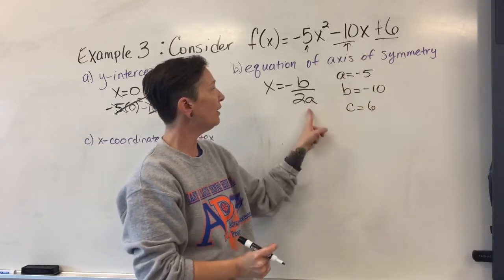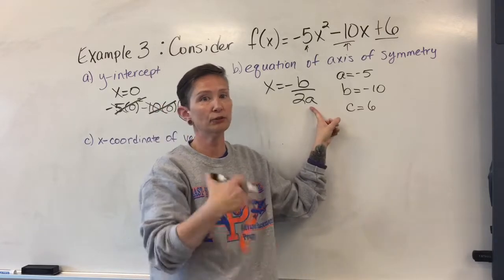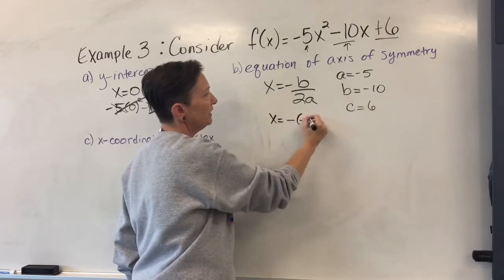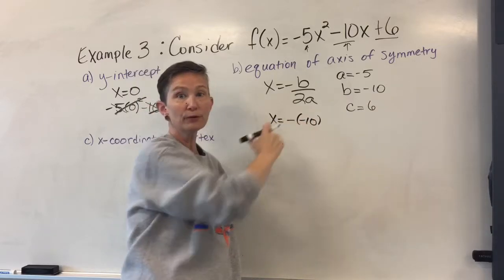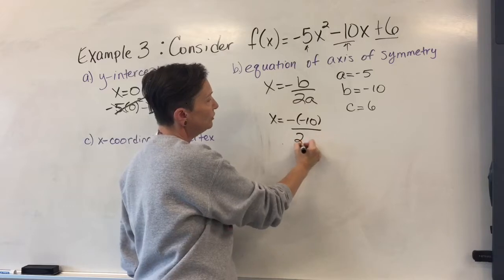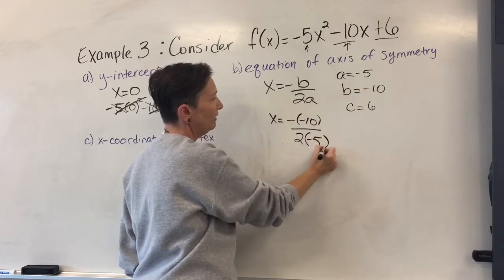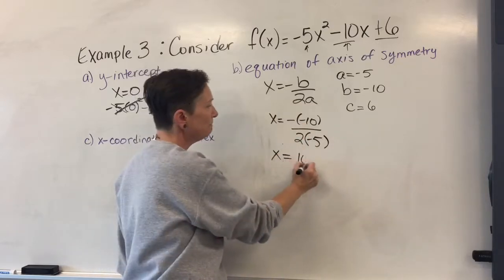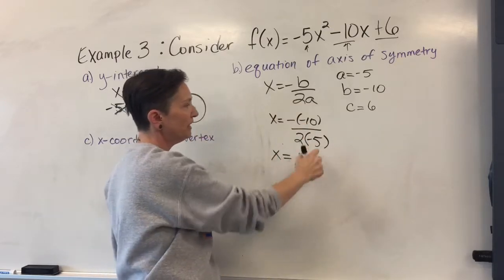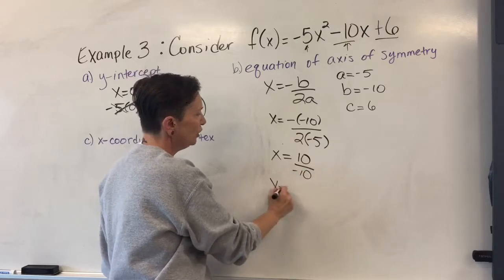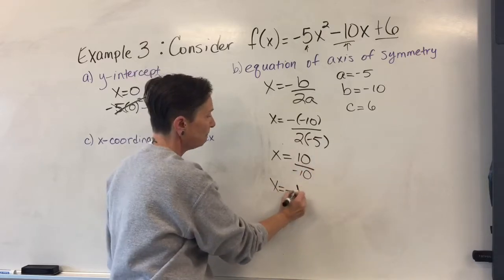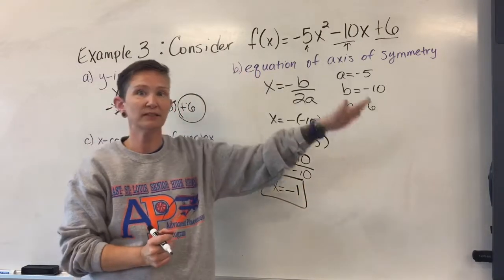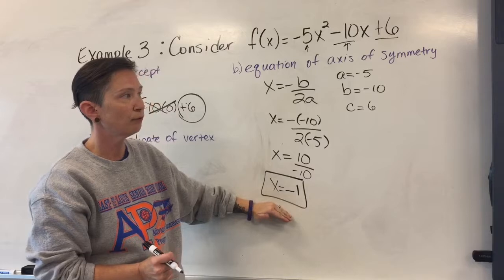Once I have these, now I can just substitute the values I need into that x equals. So x equals -b, so b is a -10, so I make sure I don't drop one of those negatives, divided by 2 times a, well, a is -5. So I get x equals negative gives me a positive 10, divided by 2 times -5, that's -10. So 10 divided by -10 is a -1. So the equation for my axis of symmetry is x equals -1.